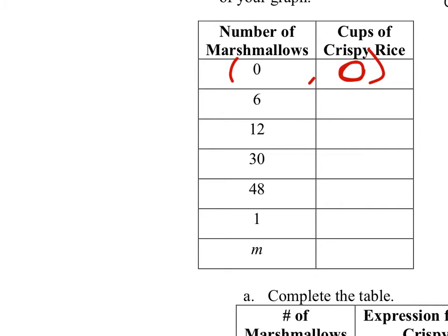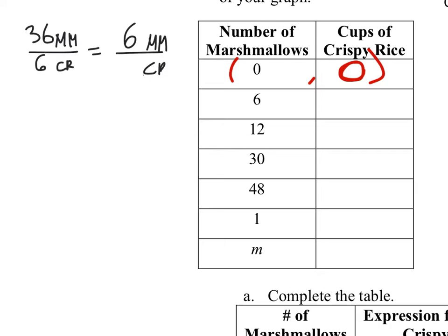Now this next one is where we got to be careful, right? This is 6 marshmallows. So we should make a proportion on this, right? So we've got marshmallows, and then we've also got crispy rice. Before, in the words, it said that it takes 36 marshmallows for 6 cups of crispy rice, right? But right here, we want 6 marshmallows, and we got to figure out how many cups of crispy rice.